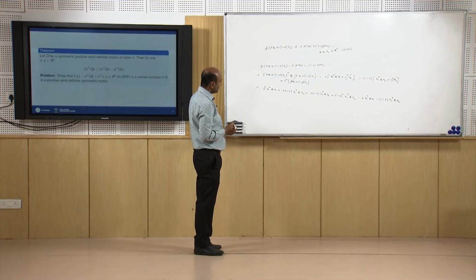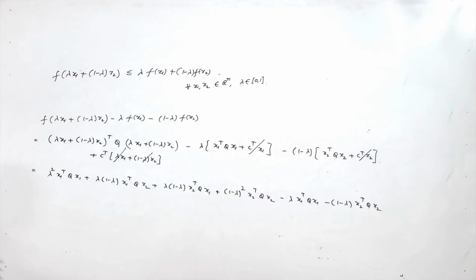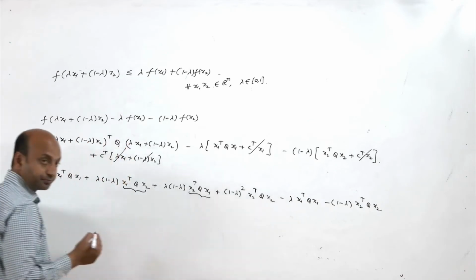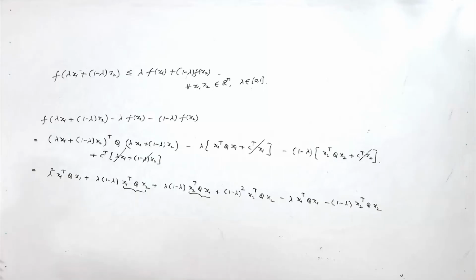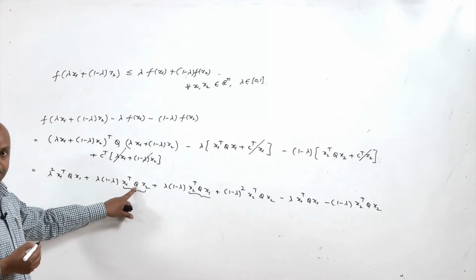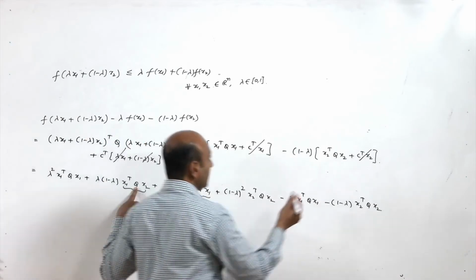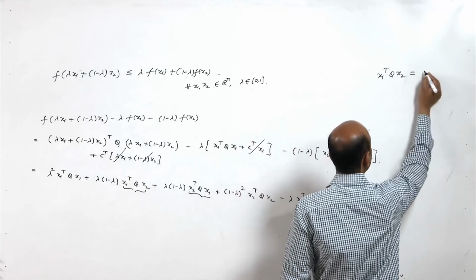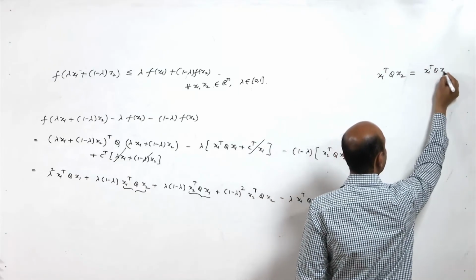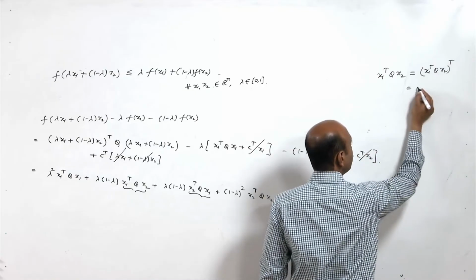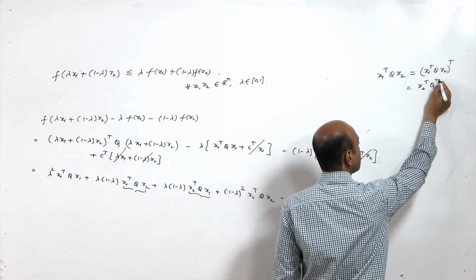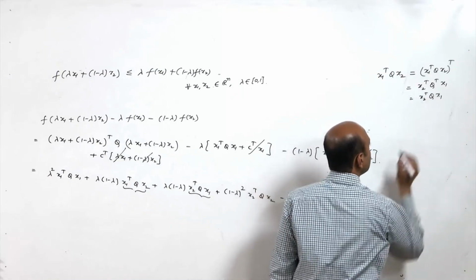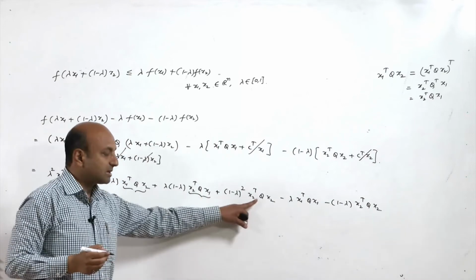Now, let us try to simplify this. Okay. Now these two terms are same, are equal. Why? Because we have already seen that it is a scalar. x1 transpose Q x2 is a scalar quantity. So, it will be equal to its transpose, which is x2 transpose Q transpose x1, and Q transpose will be Q because it is a symmetric matrix. So, both are equal. So, this term and this term are equal.